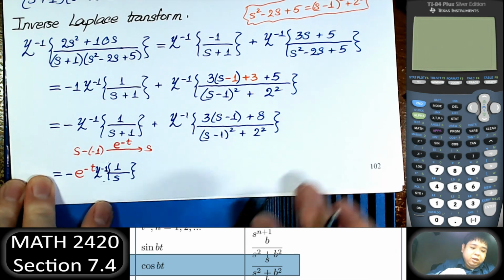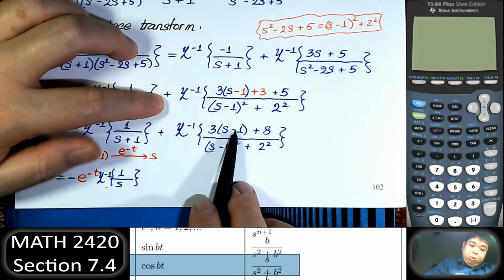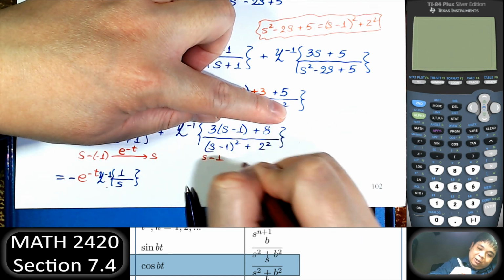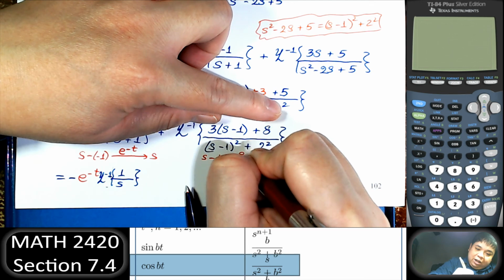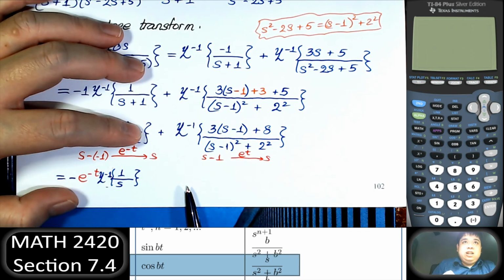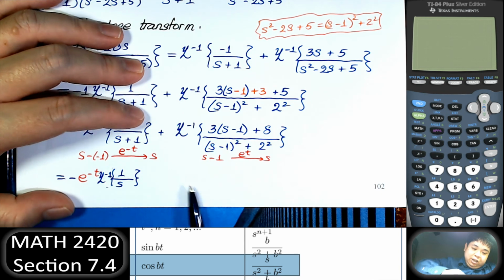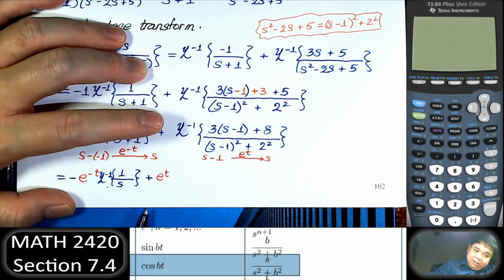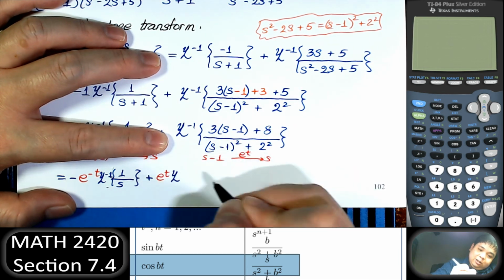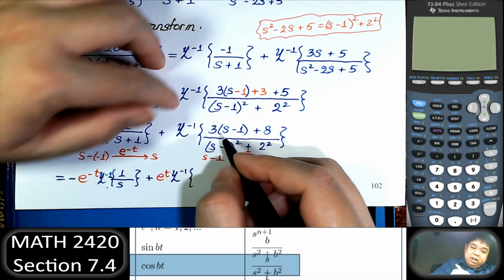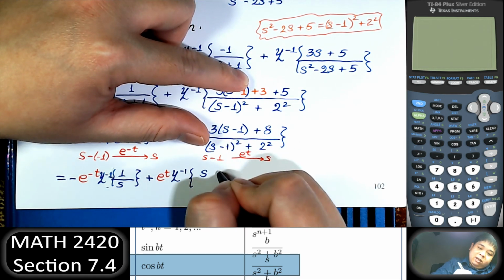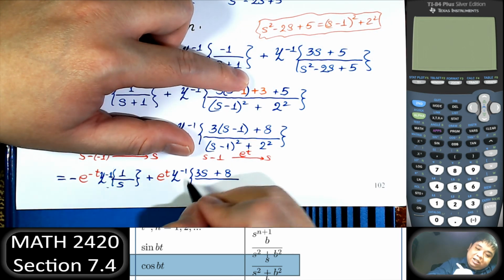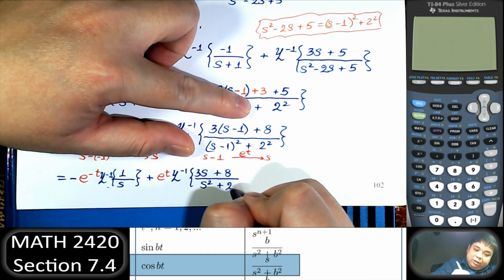Now this, if we replace the s minus 1 into s, the price for that is e to the t. So instead of s minus 1 replacing to s, we will have e to the t times the inverse Laplace transform. Instead of s minus 1, now we just have s. So 3s plus 8 over s squared plus 2 squared.